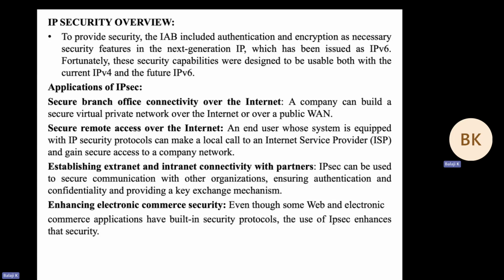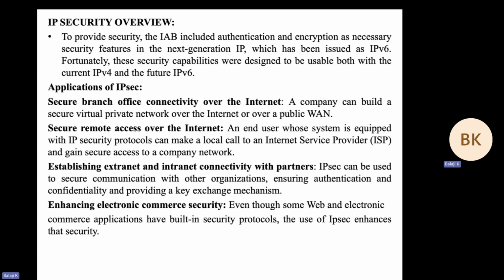Now we will see the applications of IP security. The first one is secure branch office connectivity over the internet. The company can build a secure virtual private network over the internet or over a public WAN, wide area network. Through this we can get IP security. The second one is secure remote access over the internet. If you are an end user trying to access the internet from an ISP, there also we can use IP security so that we can securely create a connection to access the internet.